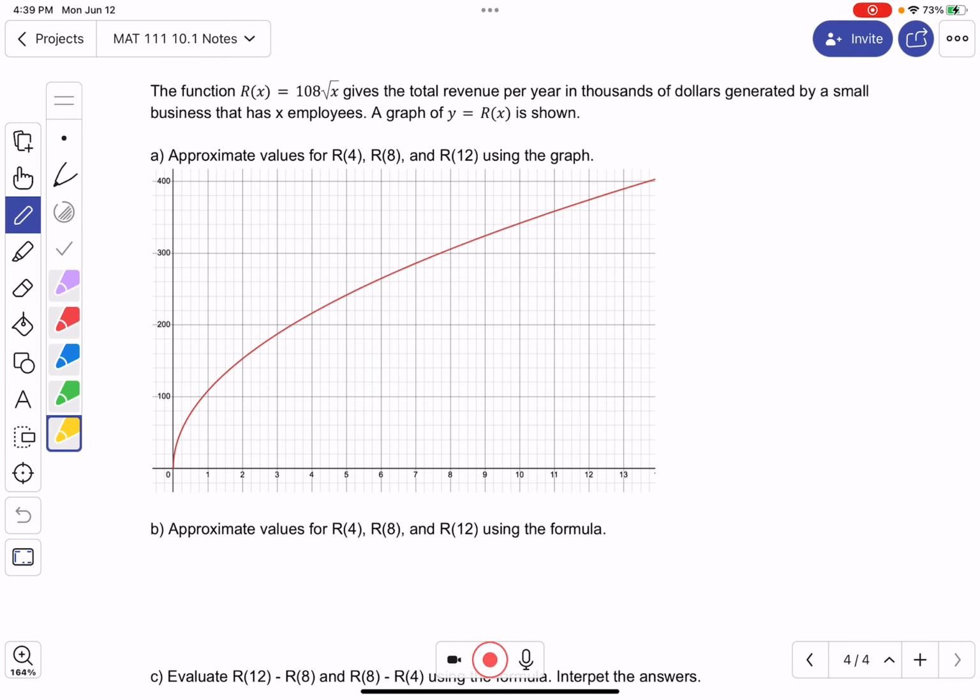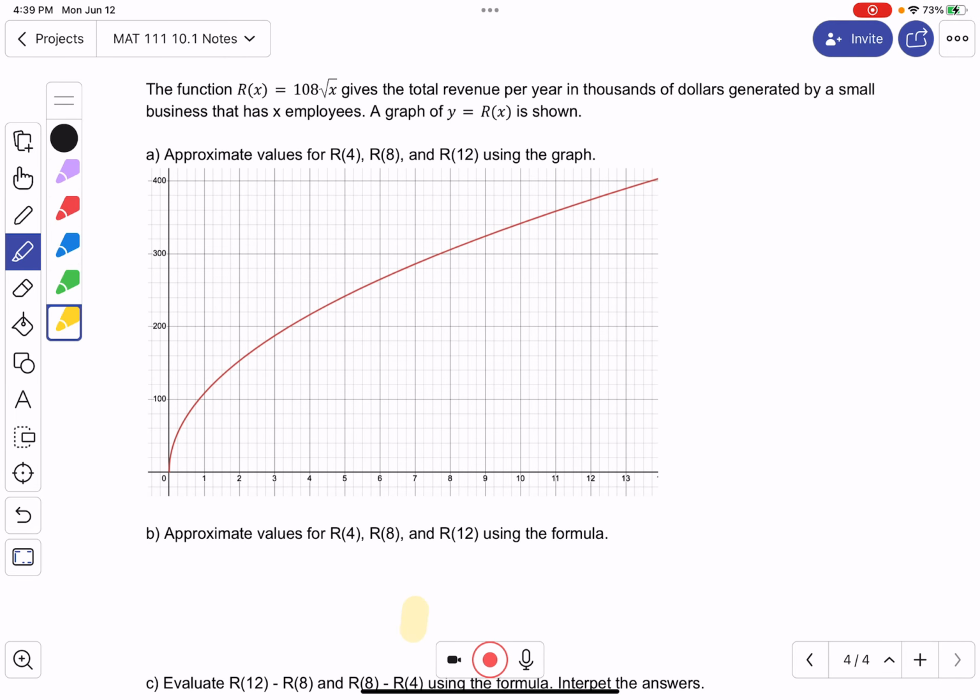All right, let's look at a function and a graph. The function r of x equals 108 times the square root of x gives the total revenue per year in thousands of dollars generated by a small business that has x employees. A graph is shown. So this red line is a graph. Approximate your values for r(4), r(8), and r(12).